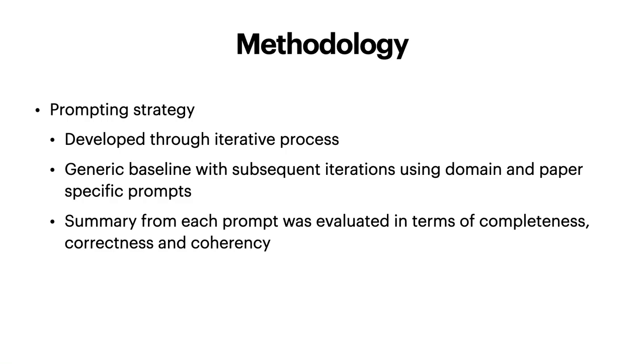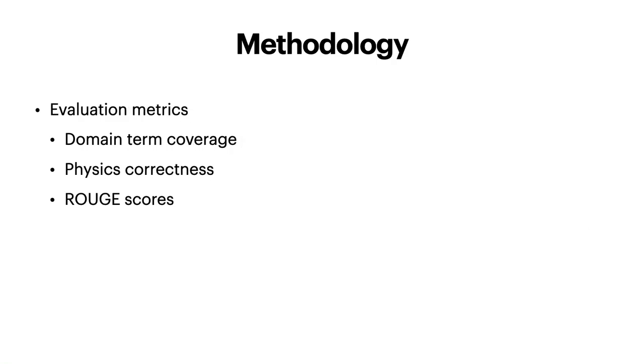The generated summary was evaluated in terms of completeness, correctness, and coherence. A combination of user-defined and standard metrics was used to evaluate the summary. User-defined metrics included domain term coverage and physics correctness scores, while ROUGE score was used to measure linguistic similarity with a reference summary.